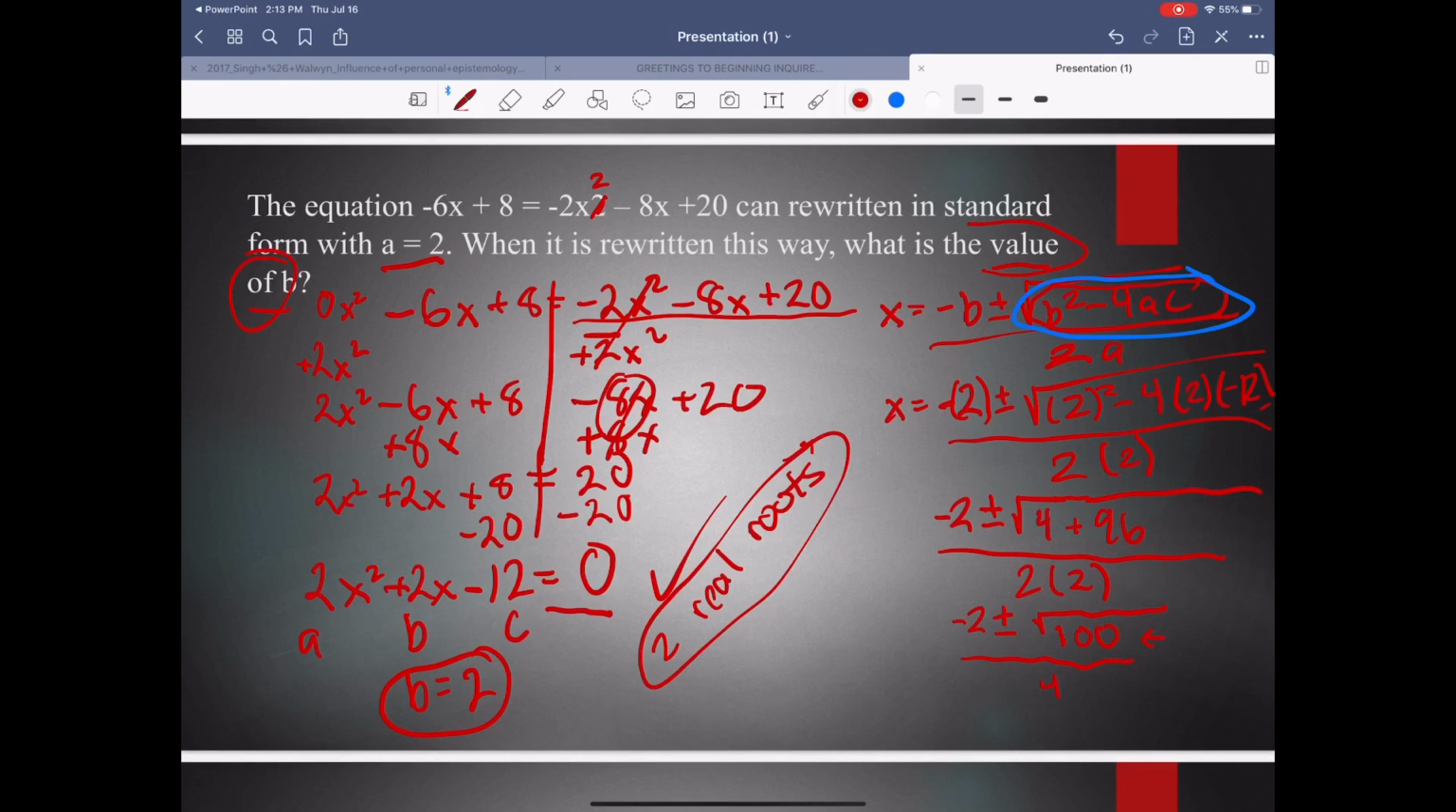Now, to go ahead and finish out this problem, the square root of 100, and I'm running out of room. So that's negative 2 plus or minus 10 divided by 4. And you could leave your answer like this, or you could keep on simplifying. It really depends on you or the way the problem is written. So this will simplify to negative 1/2 plus or minus 5/2.